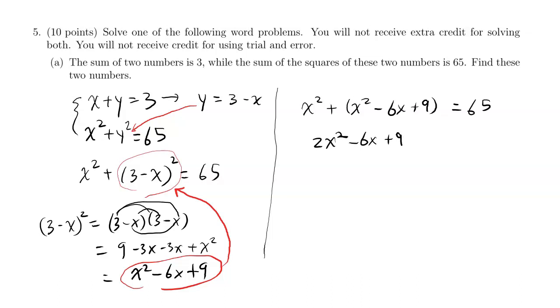And let's subtract 65 from both sides. So this is negative 65 equal to 0. And 65 minus 9 is 56. So the result of this will be negative 56.